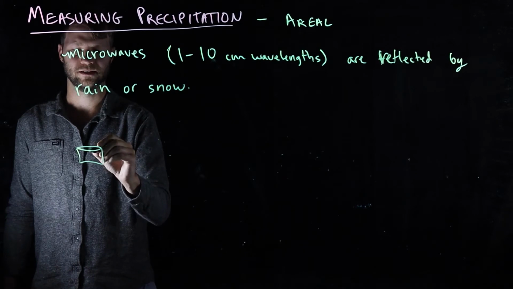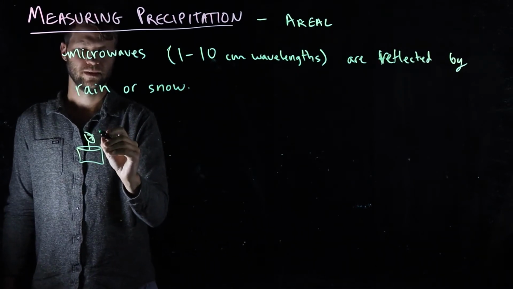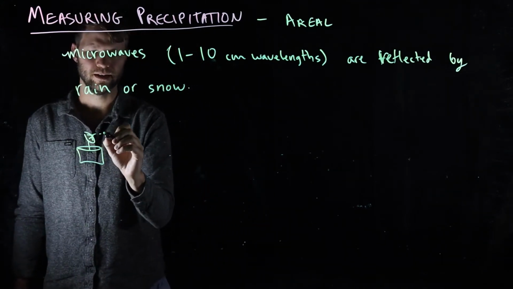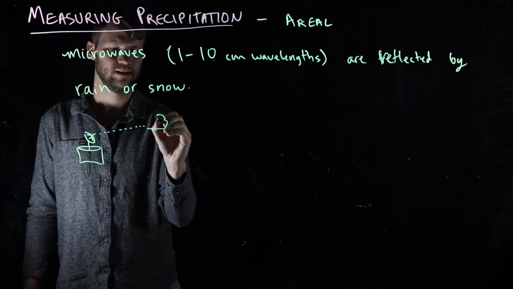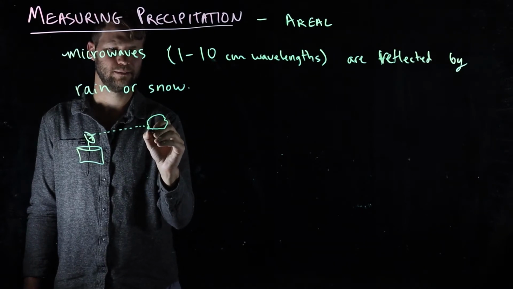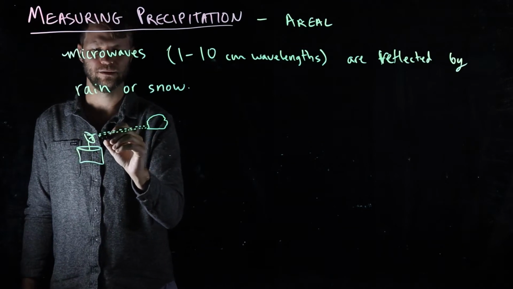So here's some radar station. It's got a big antenna that can swivel around, that can emit microwaves, and when they hit a cloud, when they hit water in the atmosphere, they will tend to be backscattered and they will return.